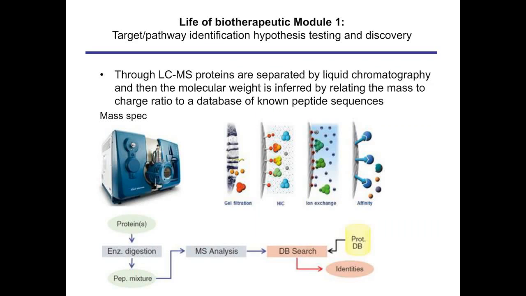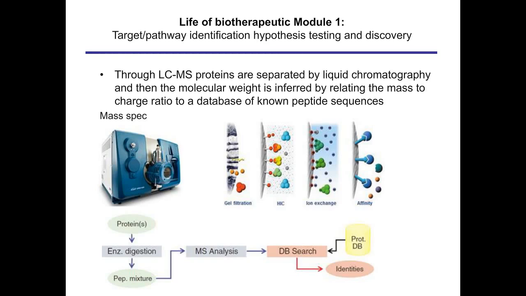When one wants to study proteins on much larger scales, in terms of thousands of proteins in modification states, mass spectrometry is often used, and this is used in the context of more proteomic studies. And through LCMS, liquid chromatography mass spectrometry, proteins are typically separated based on hydrophobic interactions, such as with a C18 resin.